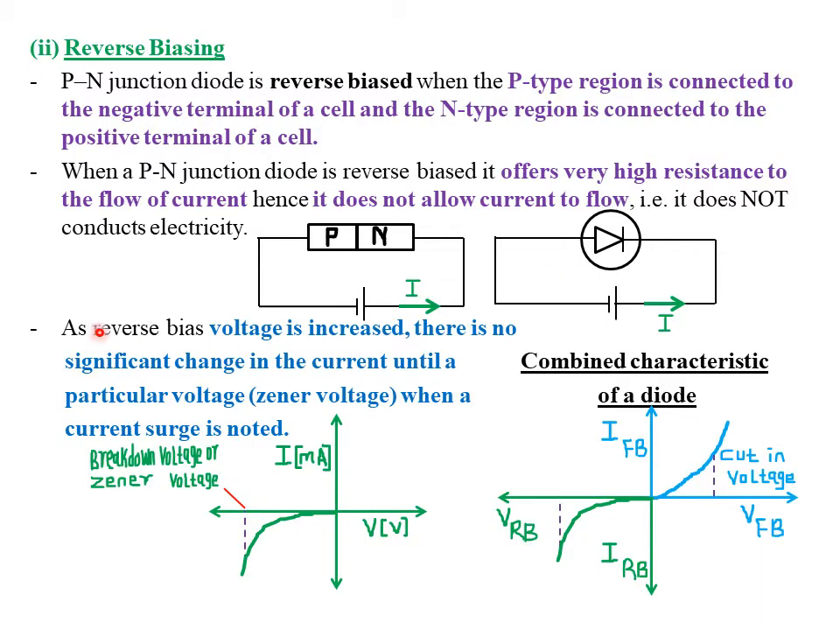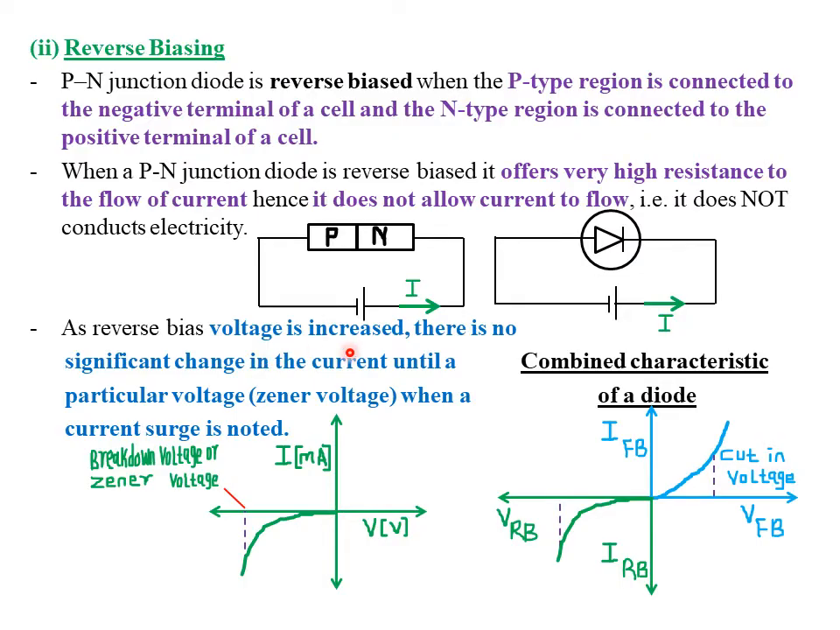So, as the reverse bias voltage is increased, there is no significant change in the current until a particular voltage, what we are calling the Zener voltage, or simply put, the breakdown voltage, when a current surge is noted. Therefore, this is the characteristic of a reverse biased diode. A characteristic simply means a graph of current against voltage.